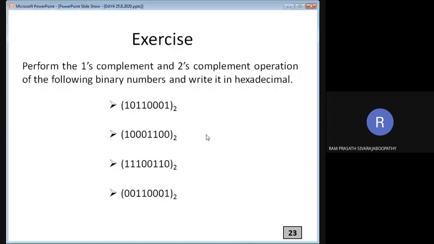Fine. Shall we move on? Yes. So another 45 minutes we are having. Okay, we can spend the time in a useful way. So next slide, shall I proceed? Yes.